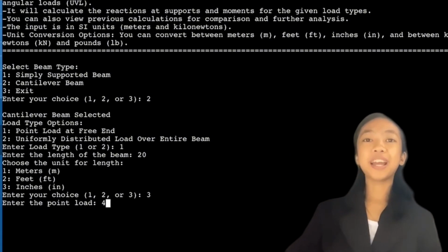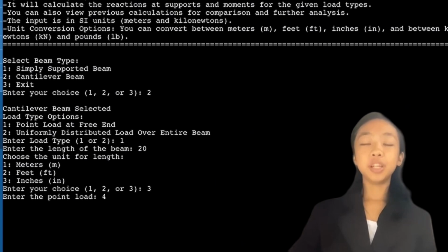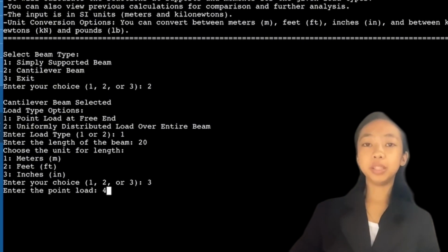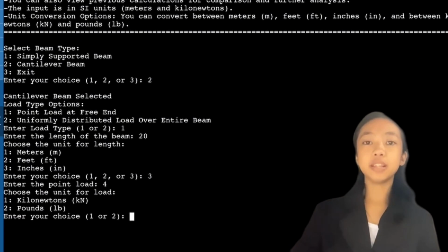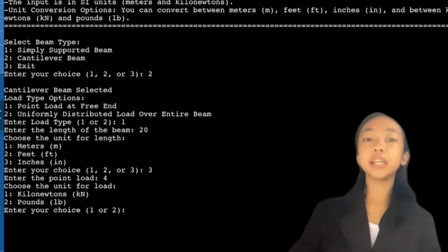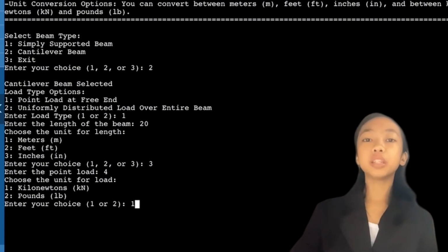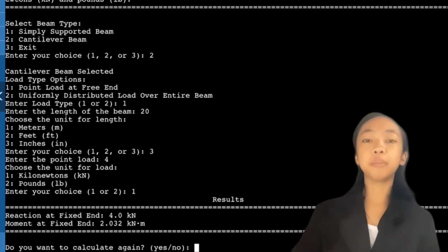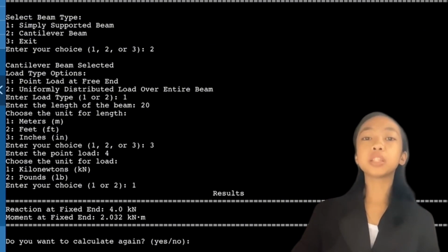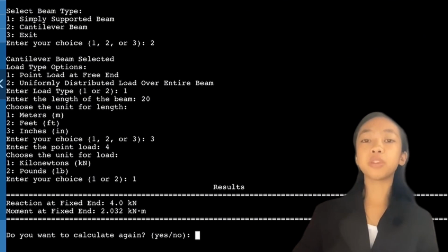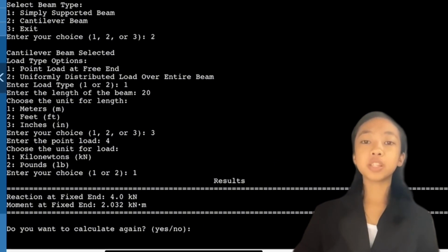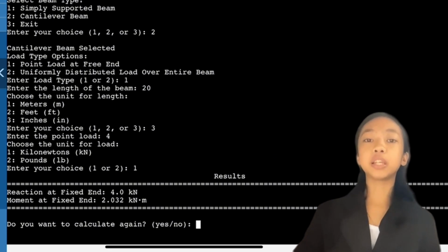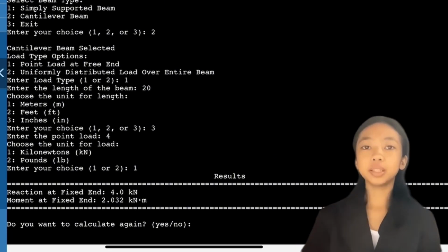Once the inputs are entered and converted if needed, the program calculates the following. Reaction at the fixed end, same as the load since it's a cantilever beam. Moment at the fixed end using the formula moment is equal to load times length. The program then displays the results for reaction at fixed end, moment at fixed end in kilonewtons times meters.